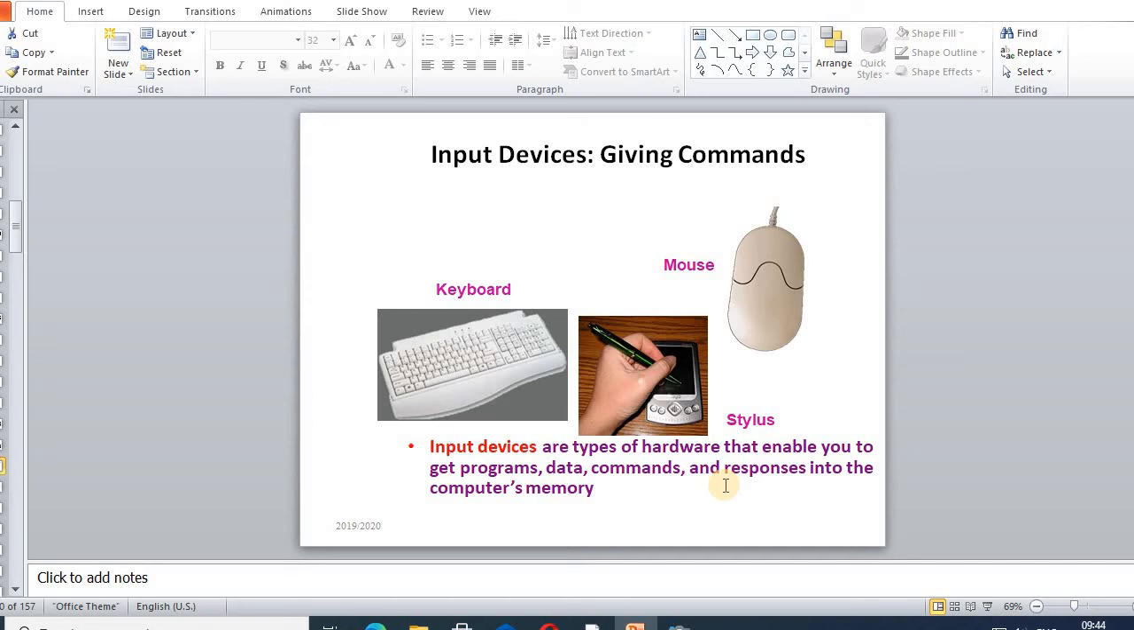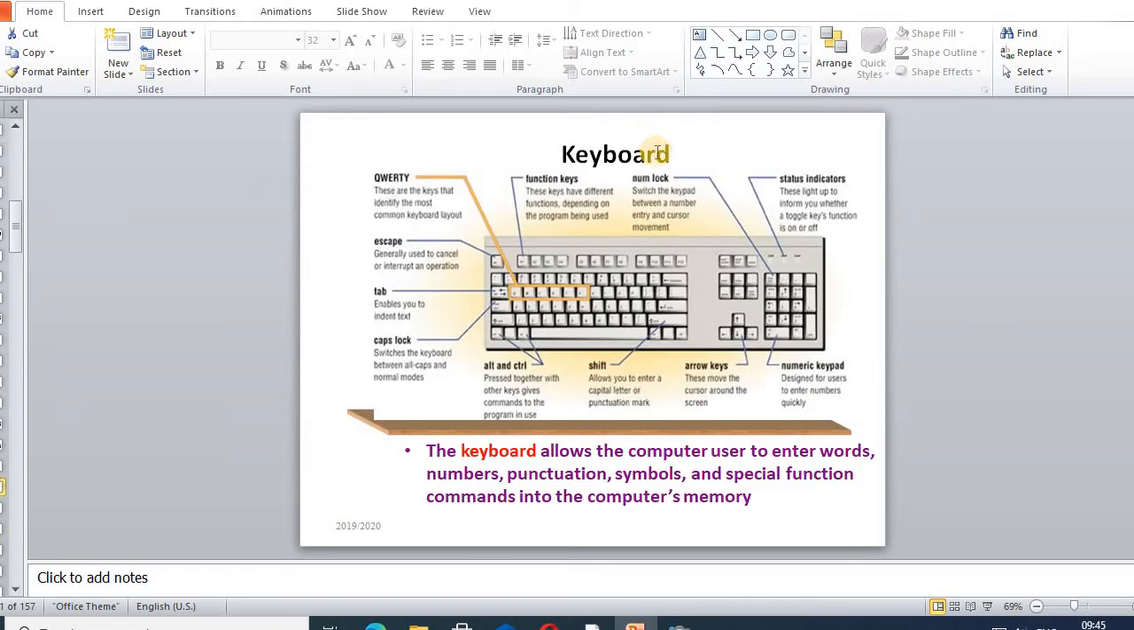And they are entered using different devices. It can be a keyboard, a mouse, a pen, or nowadays your fingers on a touch screen. You can still enter data. So how does the keyboard look like? The keyboard looks like this. You can see the keyboard.